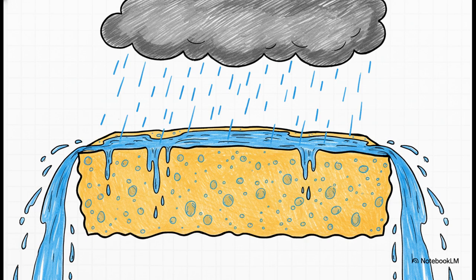And here's where it gets really serious. What happens when the soil is completely full? You know, like a sponge that is totally saturated and can't hold another drop?